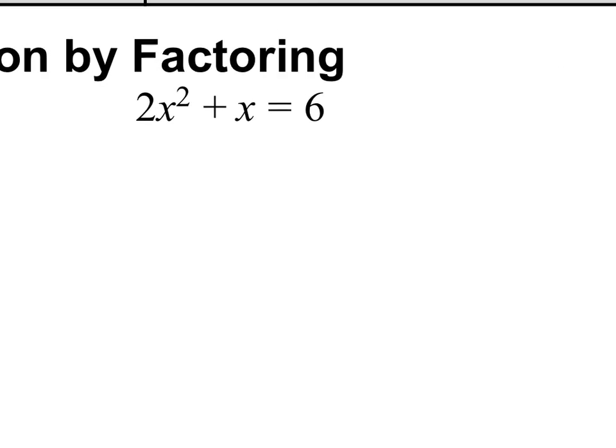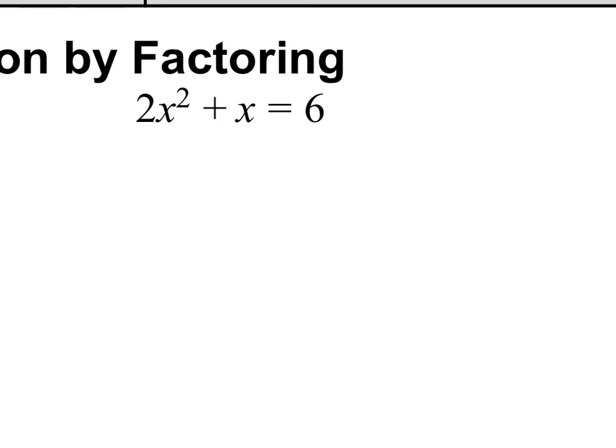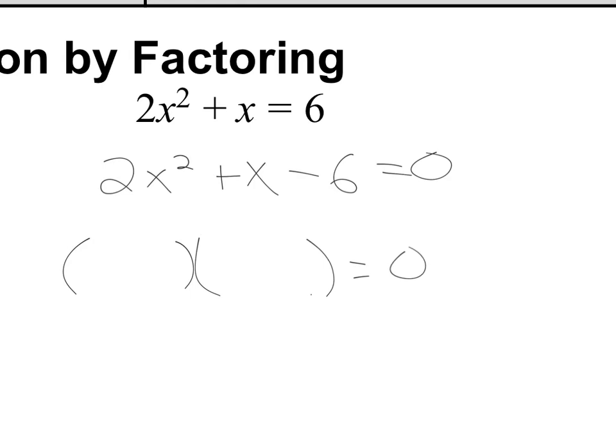All right, next one. 2x squared plus x equals 6. Again, it's not equal to 0. We want it equal to 0. So we'll just subtract the 6 over to the left-hand side. This one's going to be slightly more challenging because we have a coefficient on the x squared. Fortunately, though, 2 is prime, so I don't have to deal with as many possible combinations. I just need to have a 2x and a plain old x.